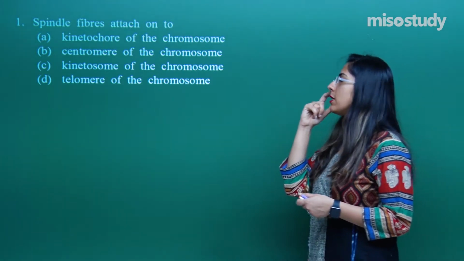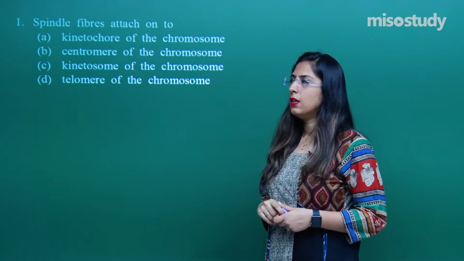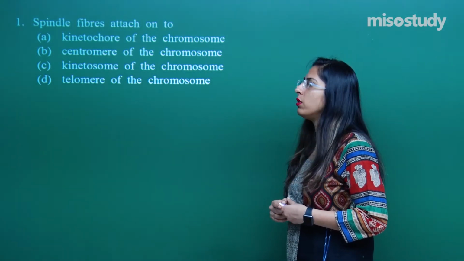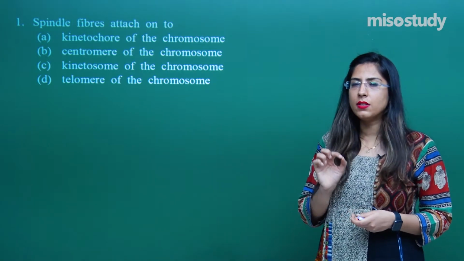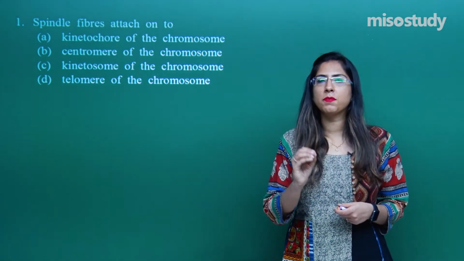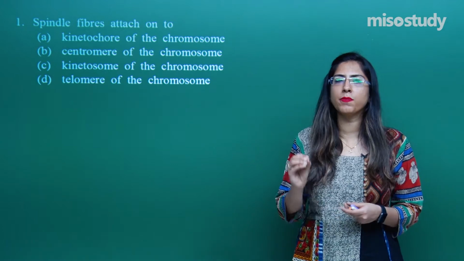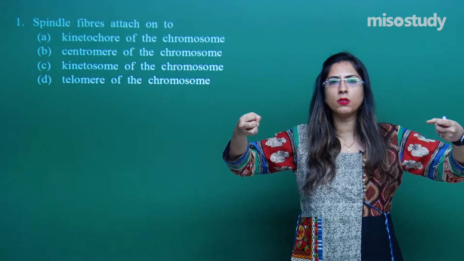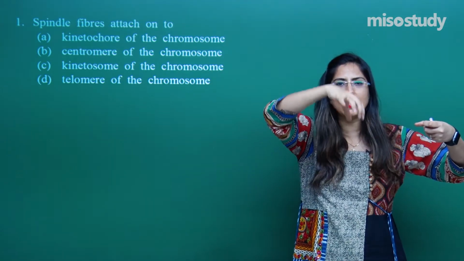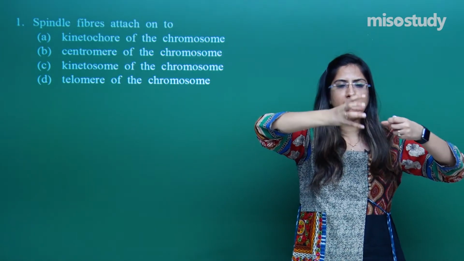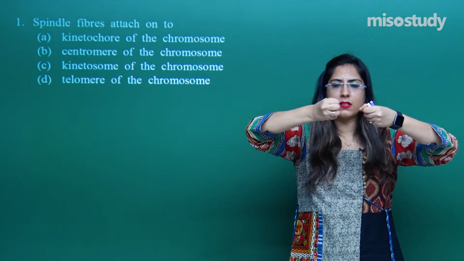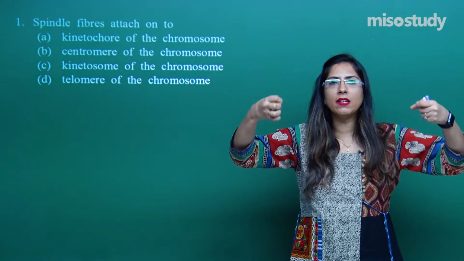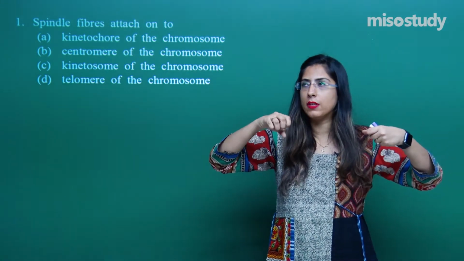The first question is based upon spindle fibers. The question says spindle fibers attached onto... Now listen to this very carefully. We know that the function of spindle fibers is to migrate the chromosomes towards the opposite pole. The chromosomes present in the center at the metaphase plate, at the start of anaphase, will start migrating to the opposite pole. At late anaphase, they will reach the opposite pole.